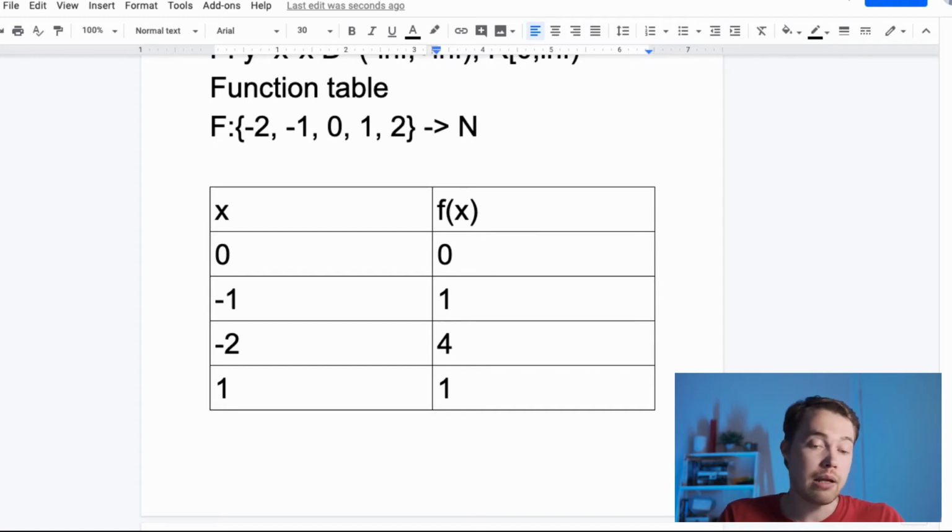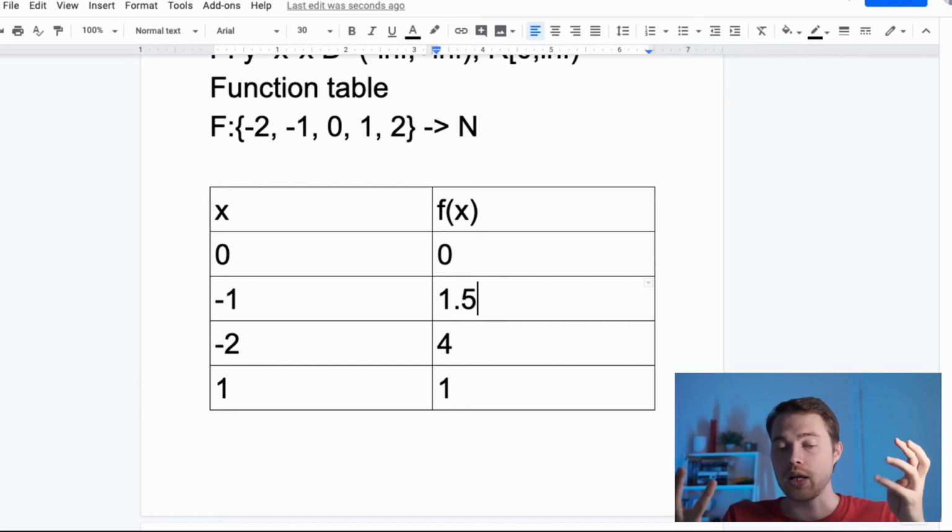But maybe I'll say, I don't know, 1.5. In this case, it's not going to be x squared anymore. What is it? Nobody knows. There's probably no way to describe it mathematically. But it's still valid. It's still possible to do.